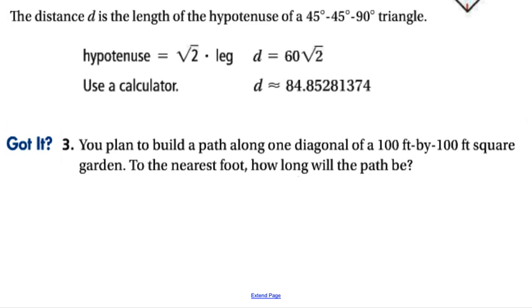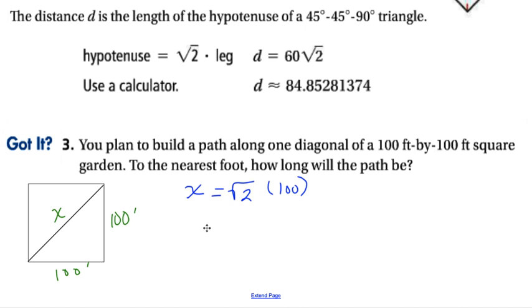Here's an example for you to try. Pause the video again and see if you can figure this one out. Alrighty, this one says we're going to plan to build a path along a diagonal of a 100-foot by 100-foot square garden. So draw yourself a picture. We're looking for the diagonal. We have 100-foot by 100-foot. We want it to the nearest foot. How long will the path be? Well, it's the square root of 2 times the leg is equal to the hypotenuse. So multiplying that out, we get x is equal to about 141 feet to the nearest foot.